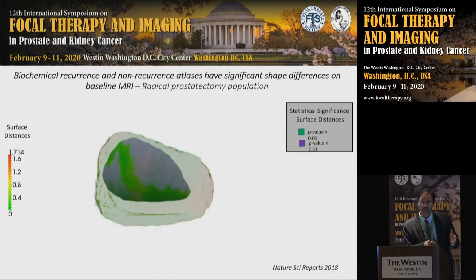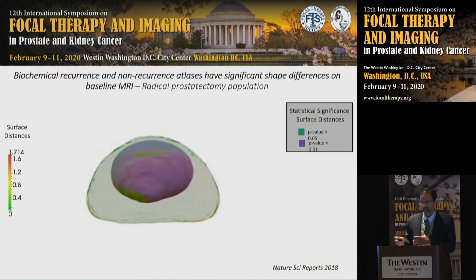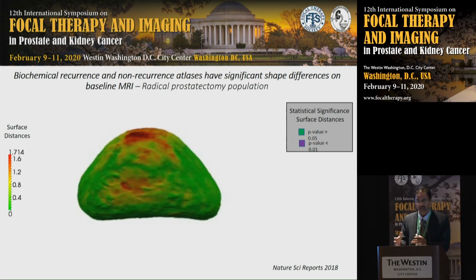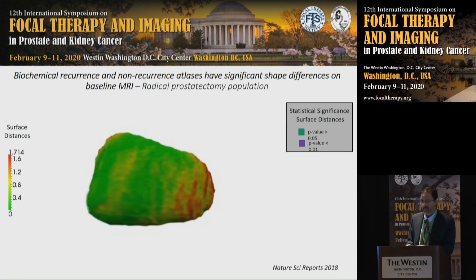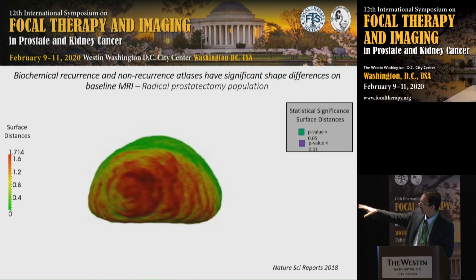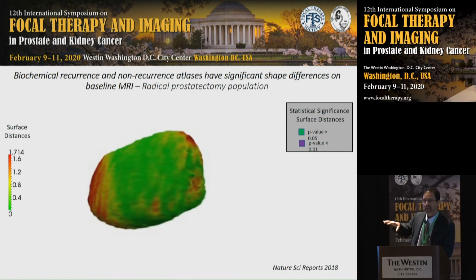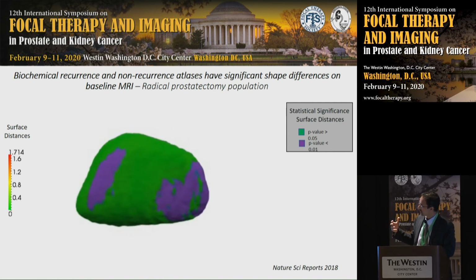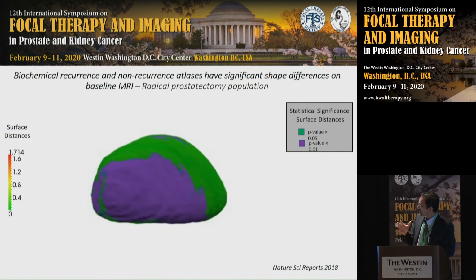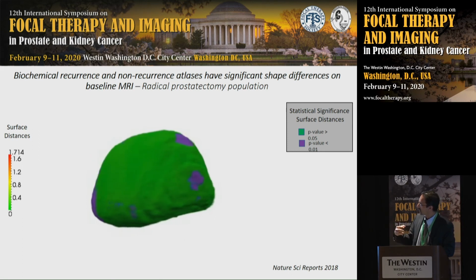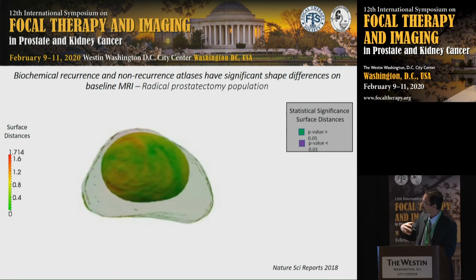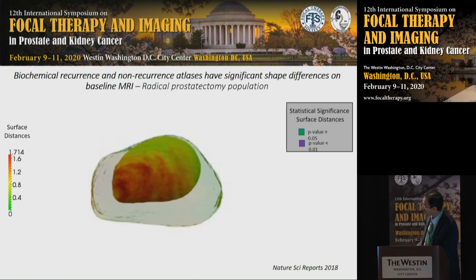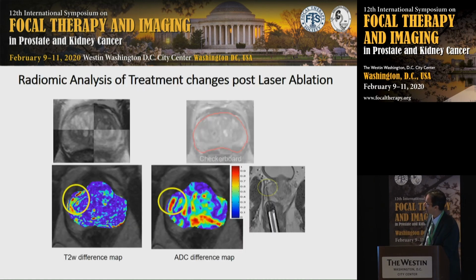atlases for the different cohorts, the biochemical recurrence cohort versus the non-recurrence cohort, and did essentially a difference operation where we looked at differences between the two atlases for the two populations. We found, interestingly, areas that were significantly different, not just on the surface of the capsule, but also within the transitional zone, suggesting that there are significant morphologic differences, distension differences in the capsule and the transitional zone between patients who do and do not go on to have biochemical recurrence following surgery.